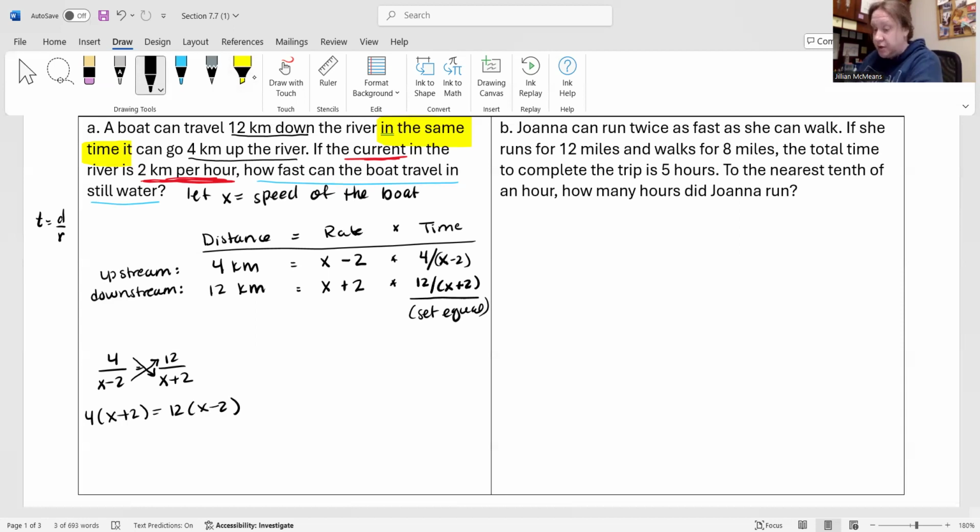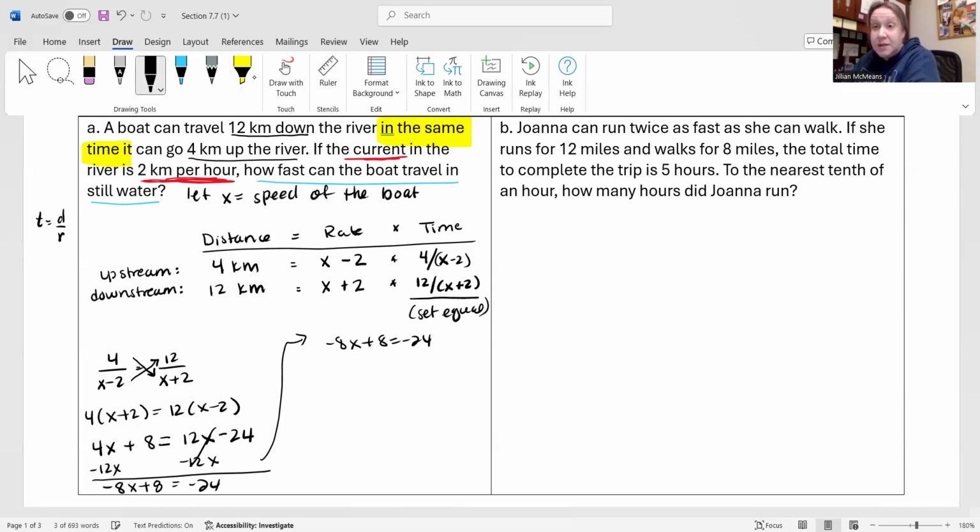So we're going to distribute first. So 4 times x, and then plus 4 times 2, so 4x plus 8, and then 12 times x minus 12 times 2, so 12x minus 24. I want to get all of my x's together, so I'm going to subtract 12x from both sides. That's going to give me negative 8x plus 8 equals negative 24. 12x's just become 0. I'm going to move this problem up just a bit for the sake of space.